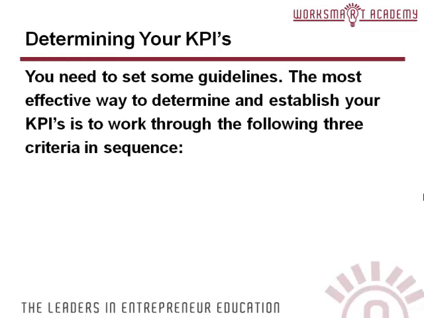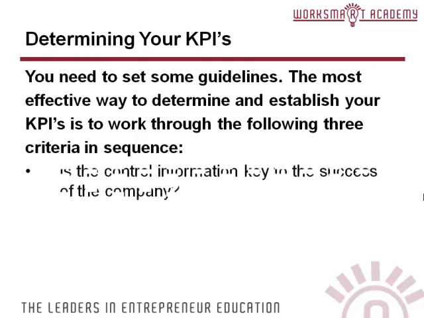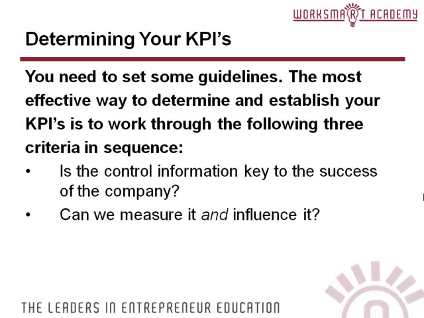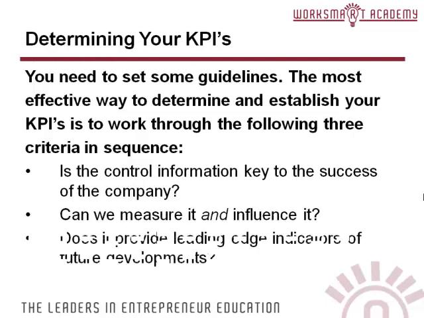The most efficient way to determine and establish your KPIs is to work through the three criteria in sequence. The first one: is the control information key to the success of the company? Can we measure it and influence it? And the last one: does it provide leading edge indications of future developments?